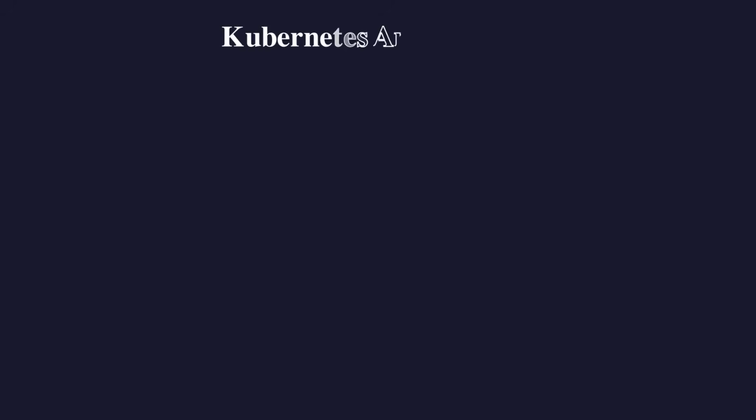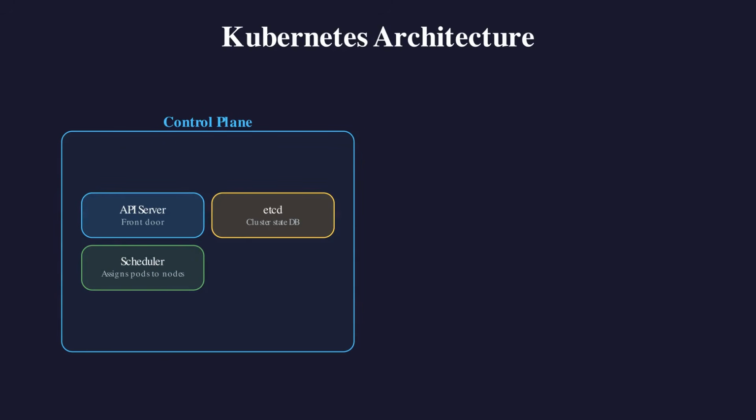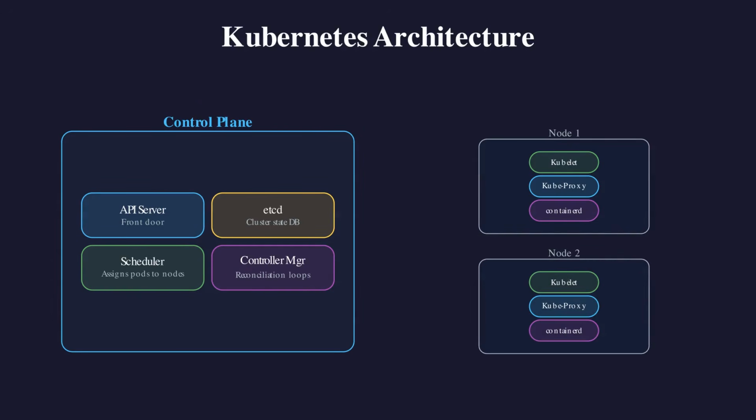Let's look at how Kubernetes is structured. A Kubernetes cluster has 2 main parts, the control plane and the worker nodes. The control plane is the brain of the cluster. It has 4 key components. The API server is the front door, every command you run goes through it. etcd is the cluster's database, it stores the entire state of your cluster as key-value pairs. The scheduler watches for new pods that don't have a node assigned and picks the best node to run them on. And the controller manager runs a set of controllers that constantly check whether the actual state of the cluster matches the desired state. If you asked for 5 replicas and only 3 are running, the controller creates 2 more.